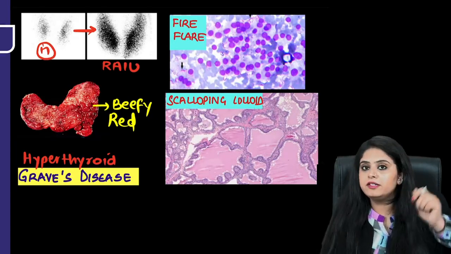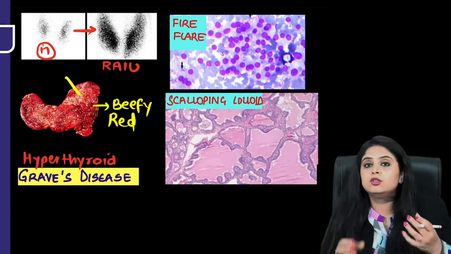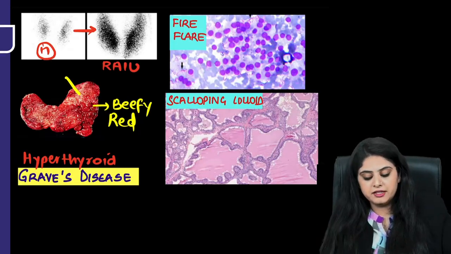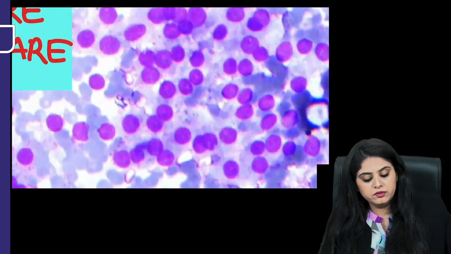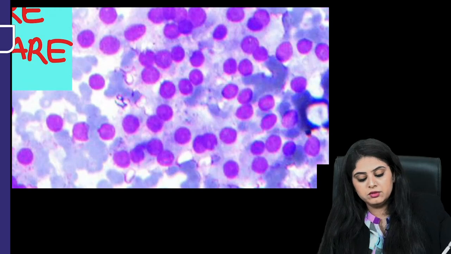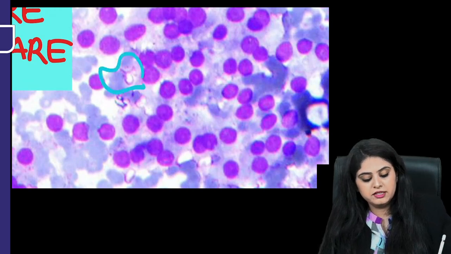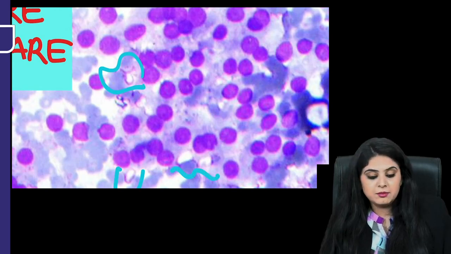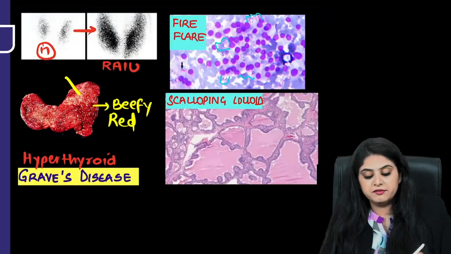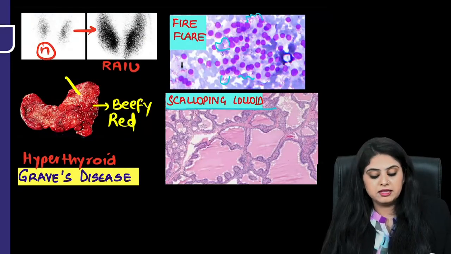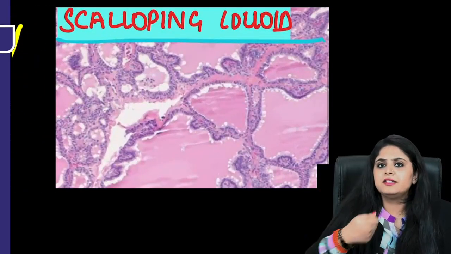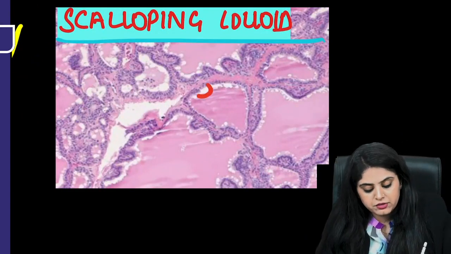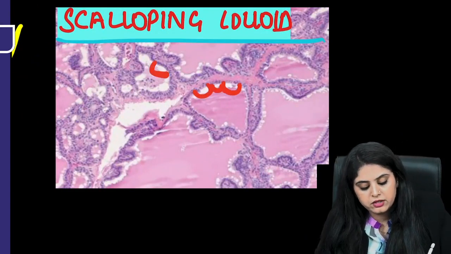Okay, I will do FNAC, I will put needle into it. So needle may be something red, fiery is happening. So if you zoom in, you will see that you can see these fire flares. Can we all see these reddish, pinkish color flares that are forming? I'm seeing the presence of fire flares. When I do a biopsy, what will I see? Scalloping colloid. Matlab, it as if you take ice cream out na, from a scoop. Someone is trying to eat the colloid.